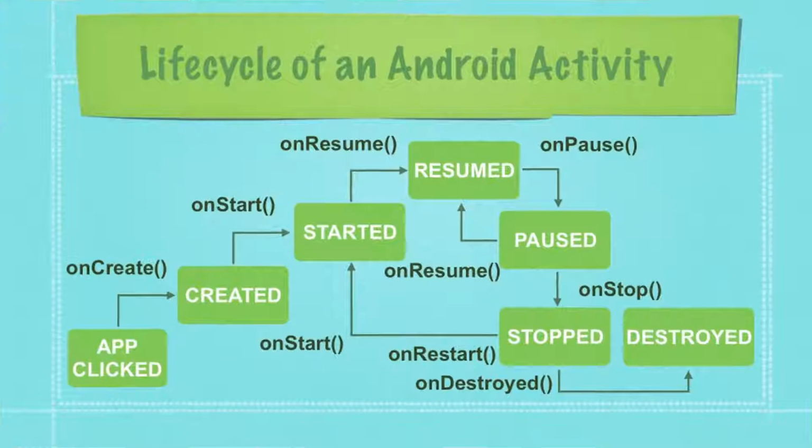Now, the first thing I'm going to talk about is the life cycle of an Android activity, and I hope from watching the previous tutorial you understand what an activity is. You have to understand, whenever an Android app starts, the Android system constantly calls different methods in an activity that correspond to how the user is interacting with your app.